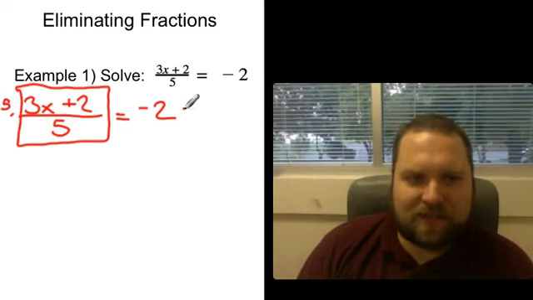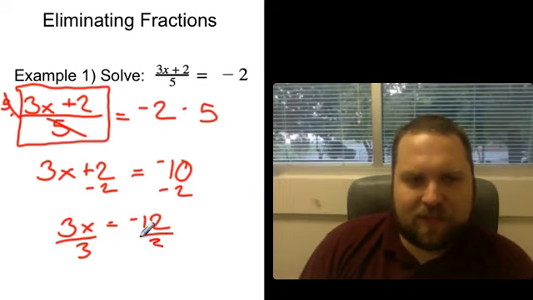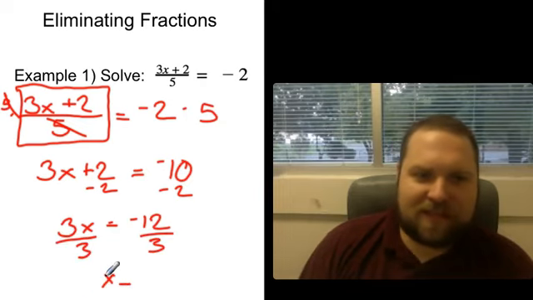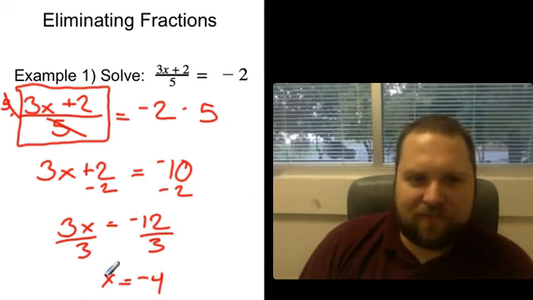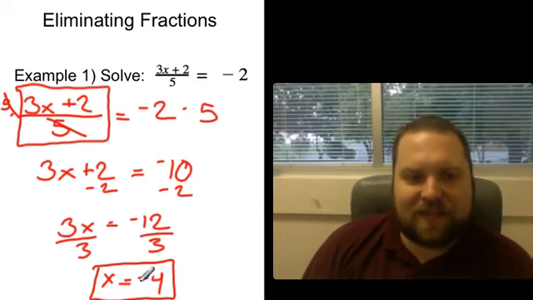And now from here, what I can do is just solve the two-step equation. I have multiplication and addition. I undo the addition first, and so I end up with 3x is equal to -12. Divide both sides by 3, and I find that x is equal to -4. That is my solution. That is the statement that makes the equation true, and I can check and verify that that is correct. Substitute -4 in for x.